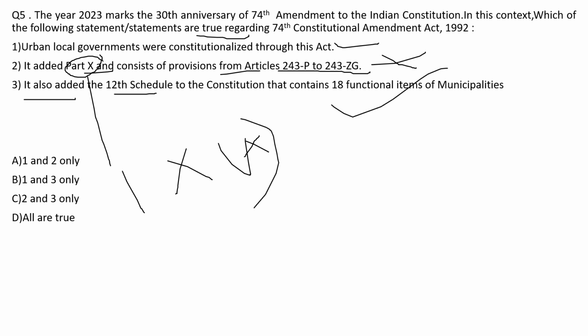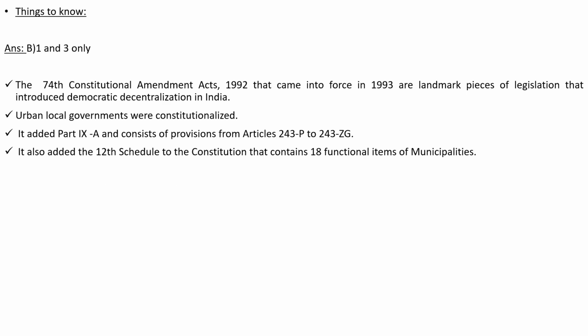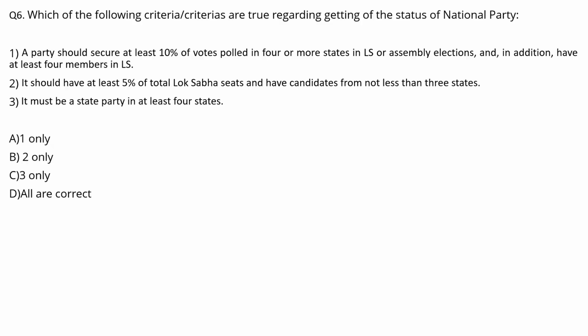Okay, so this also added the 12th Schedule to the Constitution and contains 18 functional items for municipalities. So 1 and 3 are correct. Okay, 1 and 3 are correct. This is Part 9A. The rest is correct.